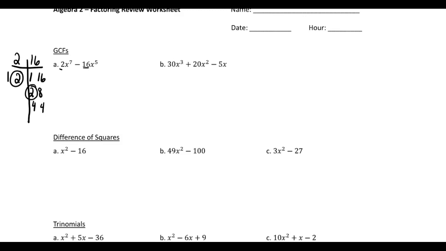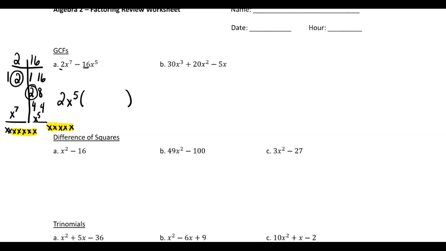Now, how you break down the x to the 7th and the x to the 5th. I'm going to show it drawn out, but I think you will get to the point where you'll be fine just doing it in your head. So here's what happens. X to the 7 is x times itself 7 times. 1, 2, 3, 4, 5, 6, 7. X to the 5th is x times itself 5 times. So if you look at how many they have in common, there are 5 x's here, and you can have 5 x's here. So x to the 5th can be pulled out of both. So the GCF is 2x to the 5th.